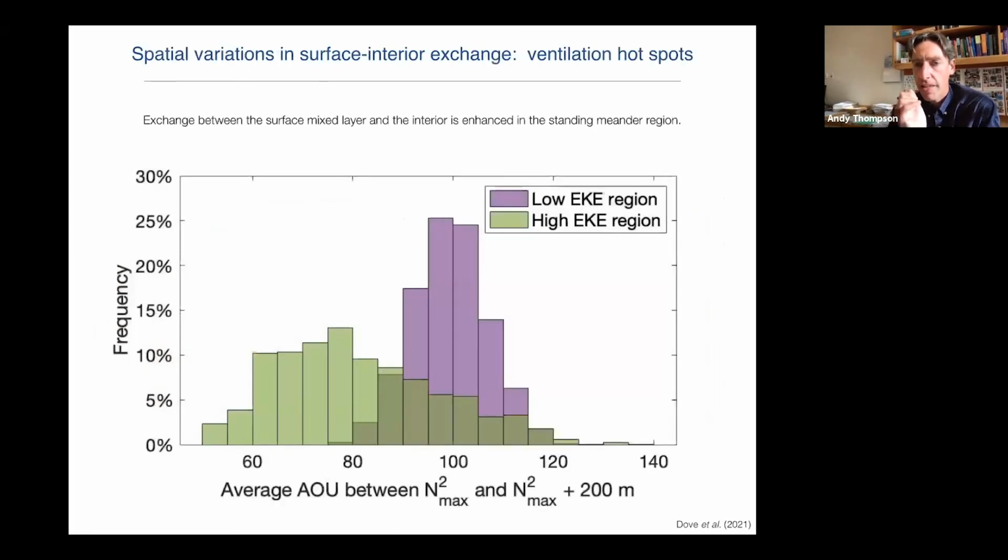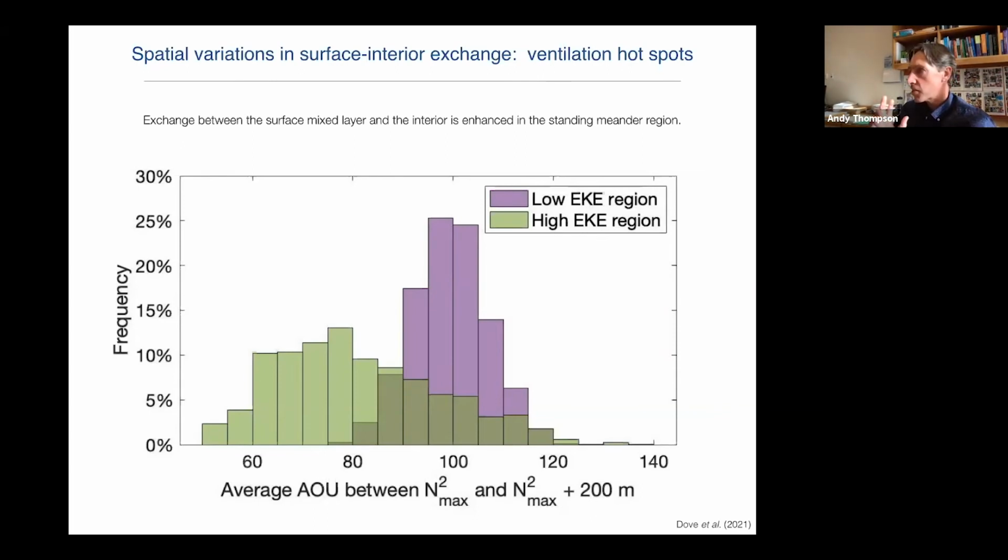And if I show that in a somewhat simpler way, here's the same thing. It's a histogram of the average AOU, or difference, I should say, the difference in AOU between the maximum N squared value, so at the base of the mixed layer, and 200 meters below it. And what you see is when you look specifically in the standing meander region, as opposed to the downstream low EKE region, there's what we think is enhanced exchange between the surface mixed layer and the interior.